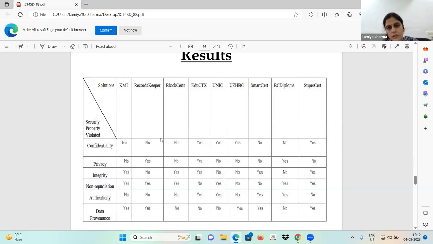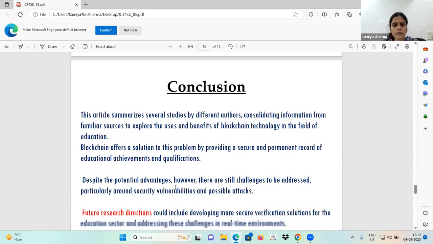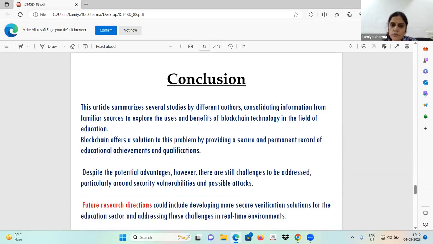So each and every solution has some advantages and some disadvantages. Some provide security in some manner, but some do not. So the conclusion of my paper is that blockchain offers a solution for the digital verification process, but there are still some challenges that I've addressed based on these security parameters. In future research directions, we need to implement a secure verification solution for the education sector. Thank you, ma'am.